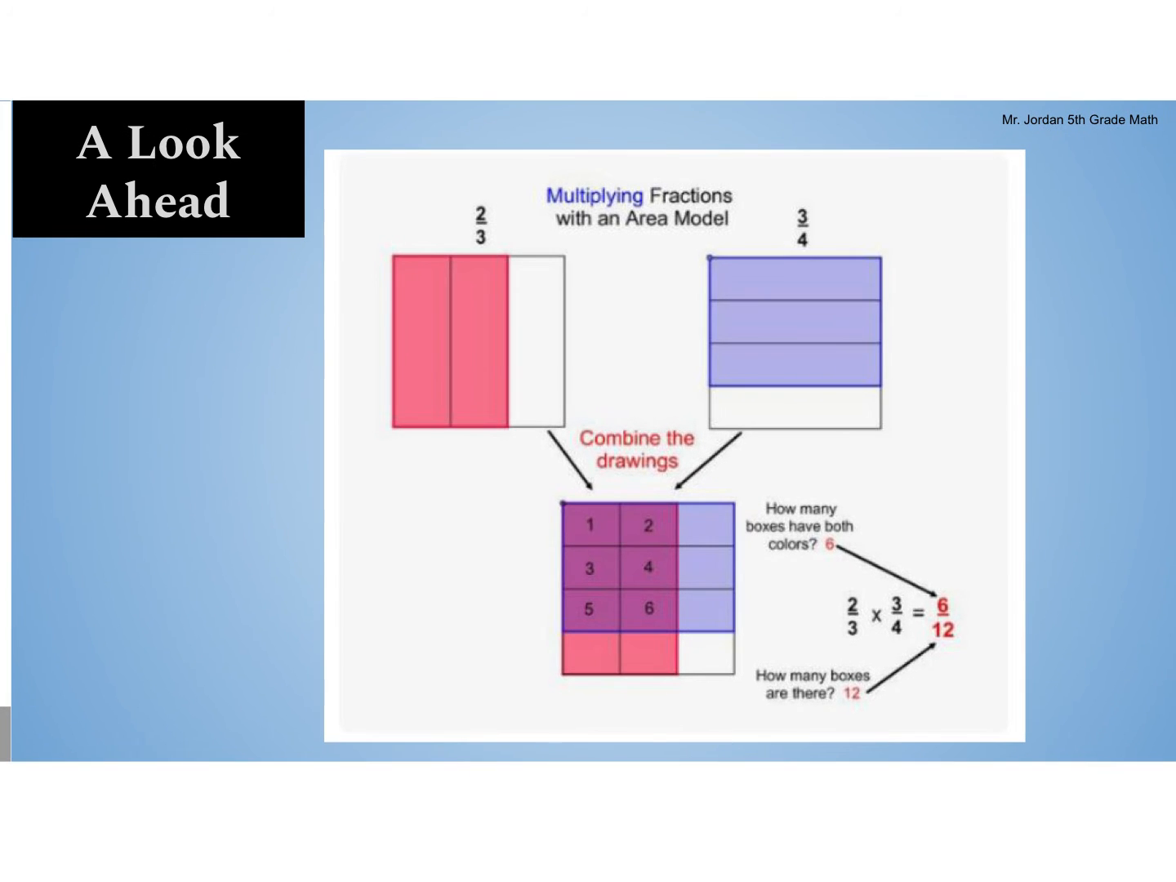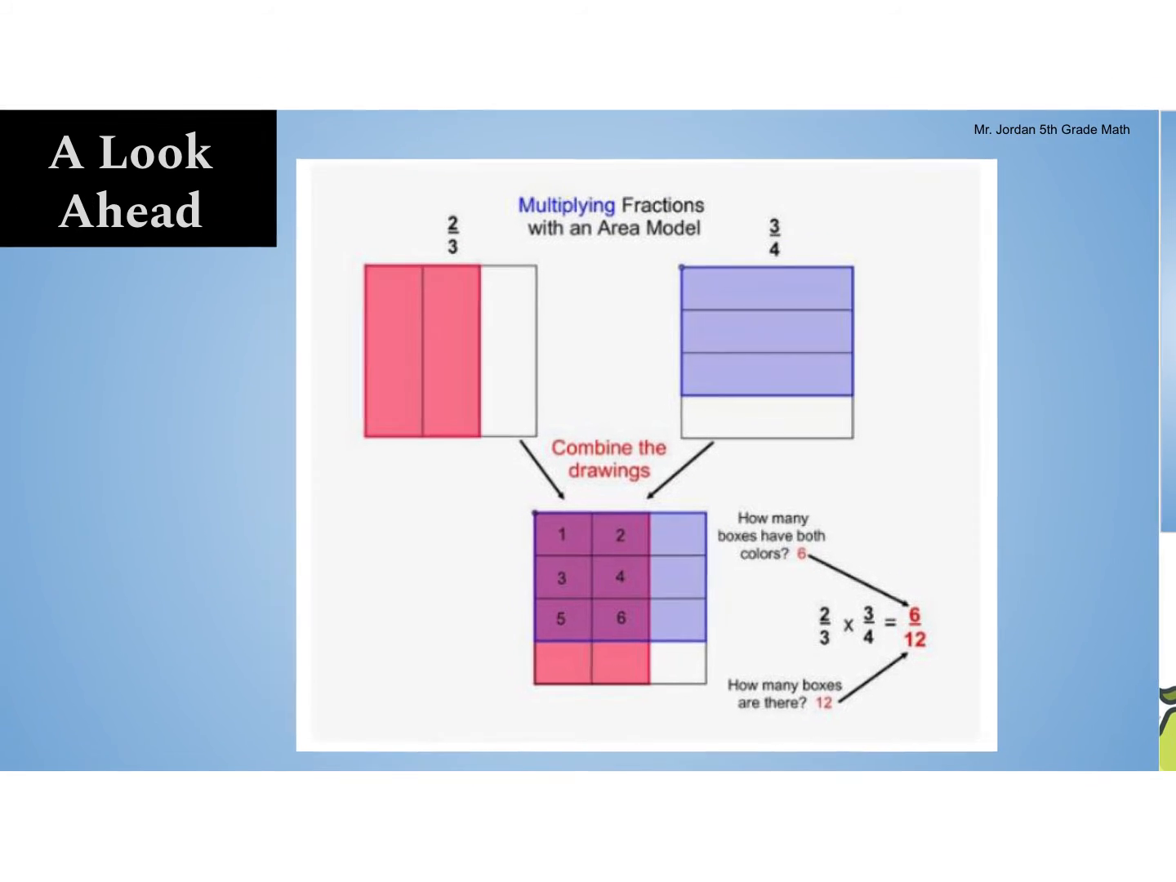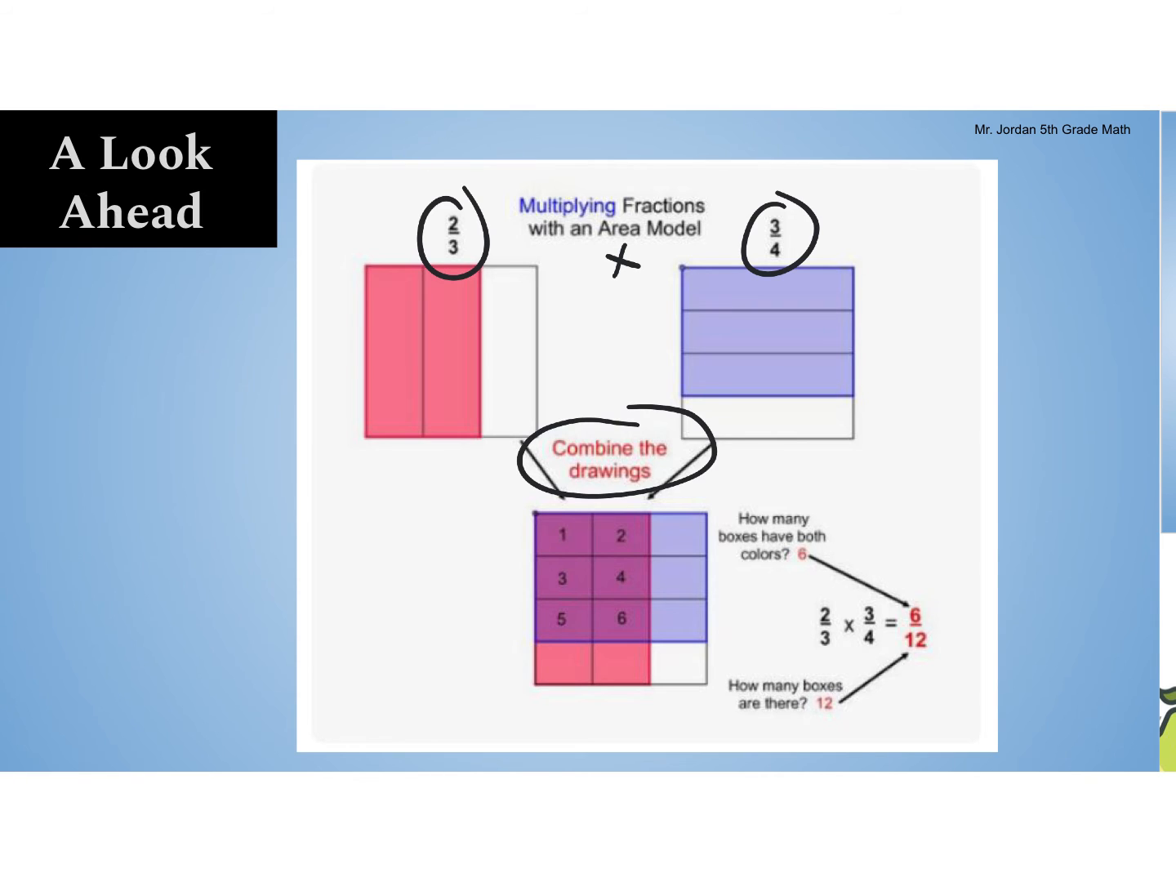Just a look ahead, eventually we're going to be multiplying fractions, and so there's nothing on this that you need to do, but I wanted to show you. If you have 2/3 multiplied by 3/4, what you're going to do is combine the drawings. So you would have the square, you would have 2/3 here, like from this picture, but then you would also split it into 4ths from this picture. That creates a total of 12 squares.